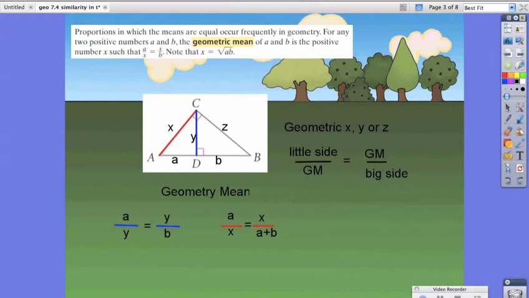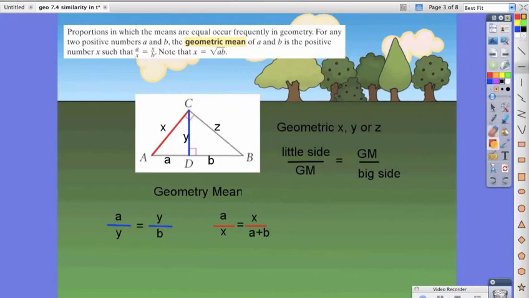So now let's look at our x. Now x is part of the larger triangle, so the smaller part of this triangle has to be A. Okay, and notice that the sides that are included in the geometric mean have to touch the geometric mean. So segment A is touching x, so that's our little side. So I'll color that in green.